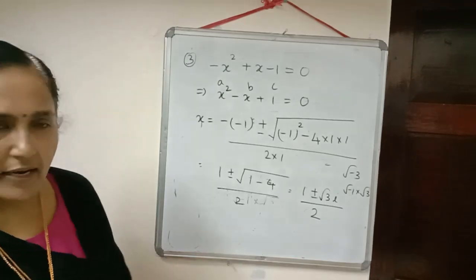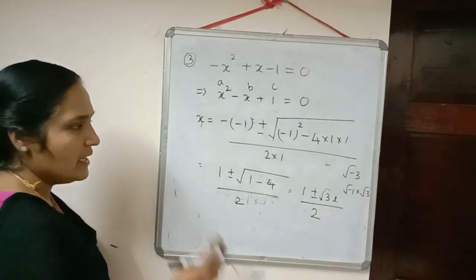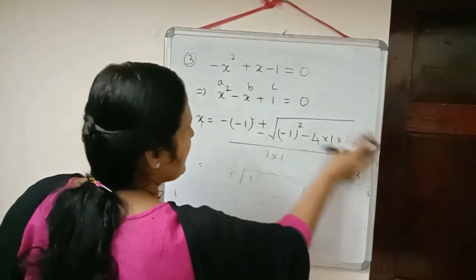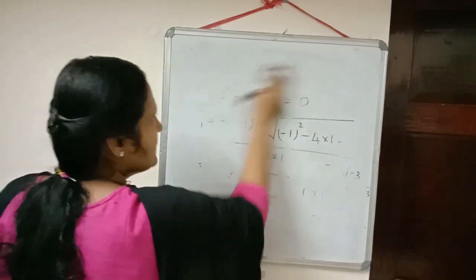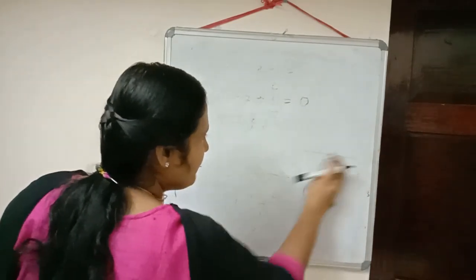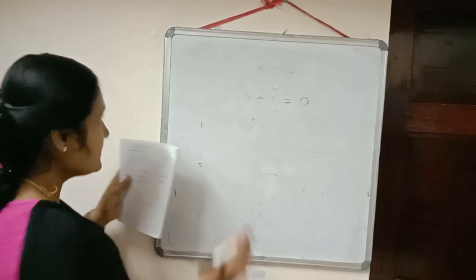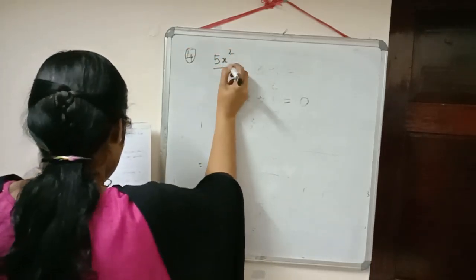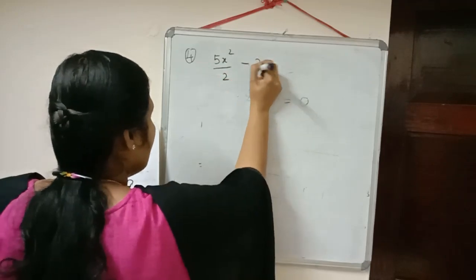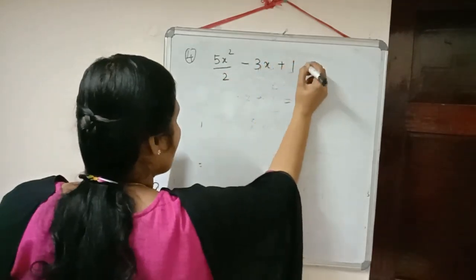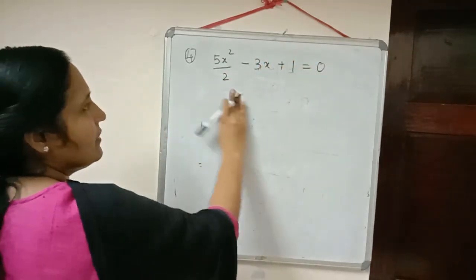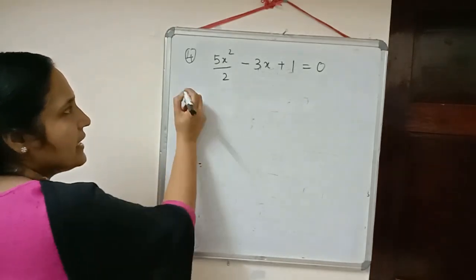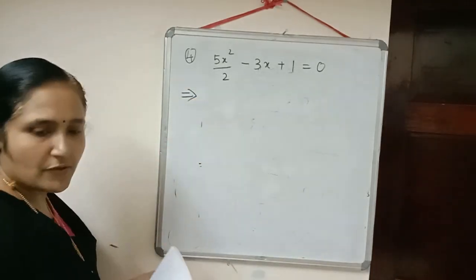So we are just finding the complex solution of the equation. Okay. Now write down the next question. Question number 4. Question number 4 is 5x square by 2 minus 3x plus 1 is equal to 0.